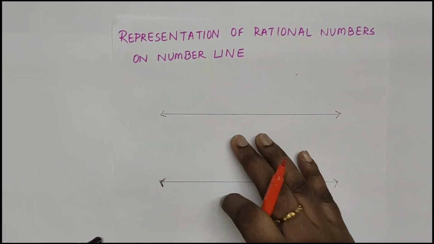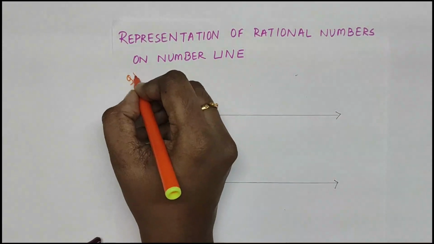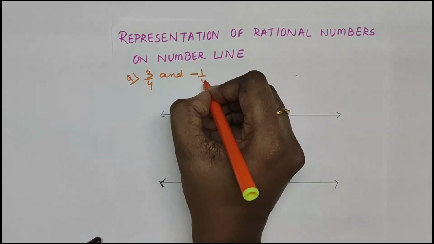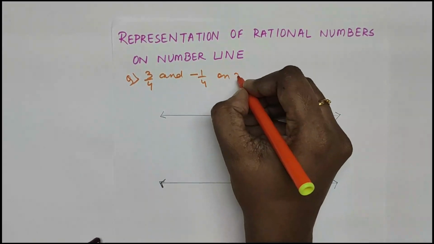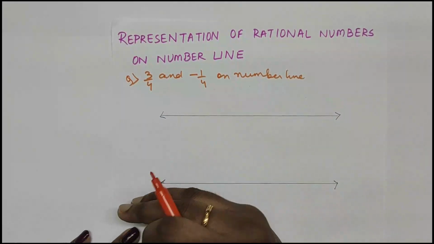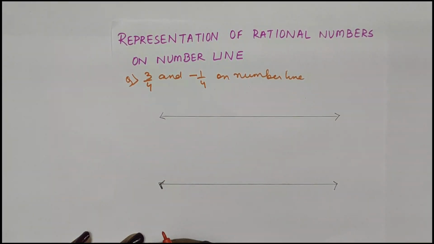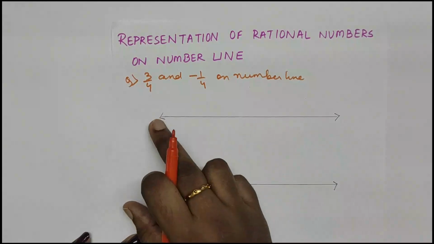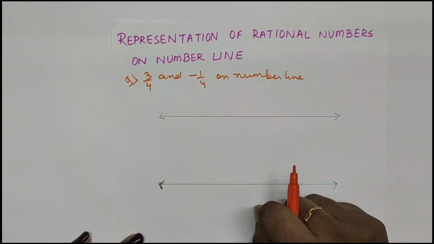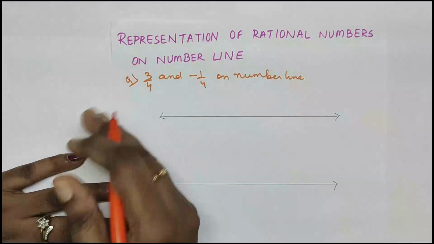So I have drawn a line, and suppose there is a question that I have to represent 3 by 4 and minus 1 by 4 on the number line. You have been working with number lines since your childhood. You know that we have to draw a line with arrows on both the ends because it shows that it is a number line. Now suppose I divide this line into different parts.